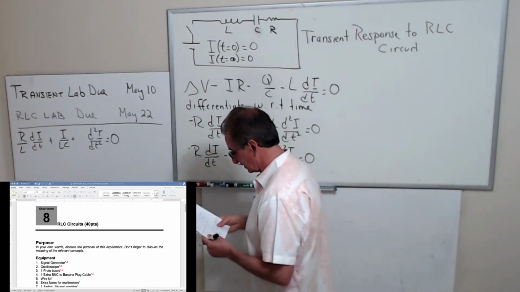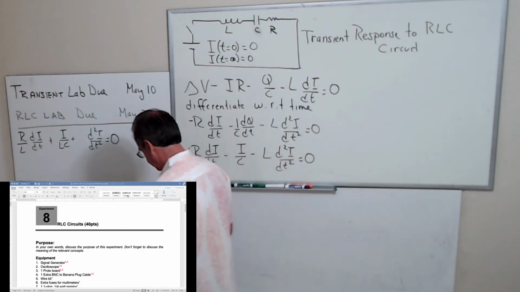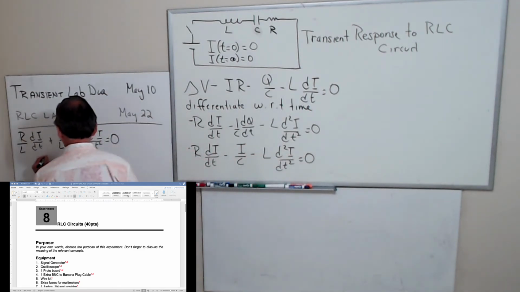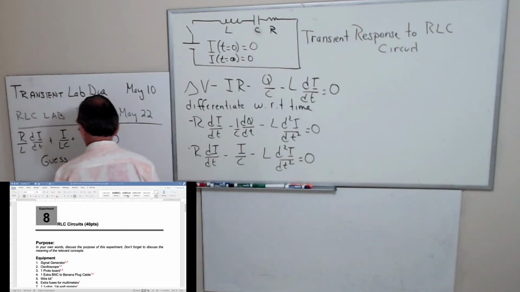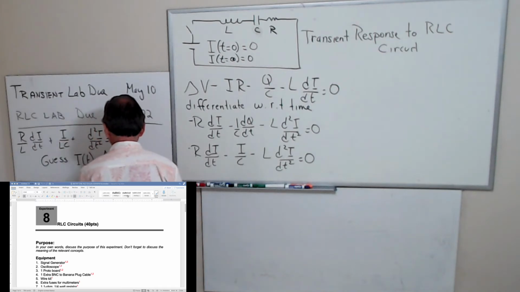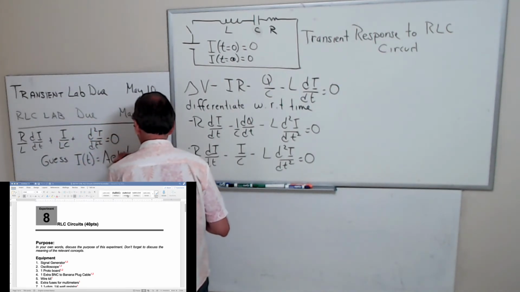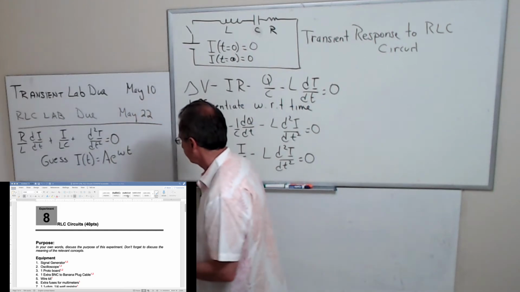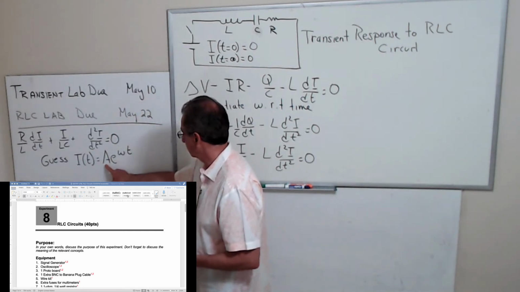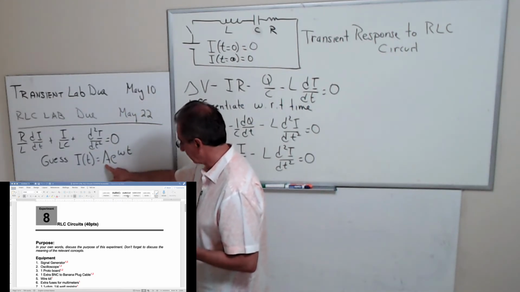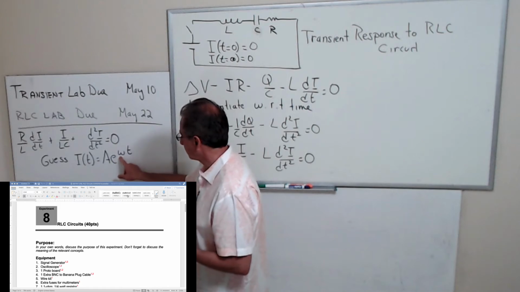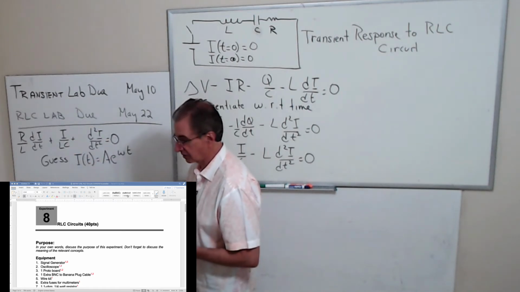So I'm going to guess the solution. I'm going to guess the following. I'm going to guess this function, where A is a constant, and omega is something that depends on these terms.